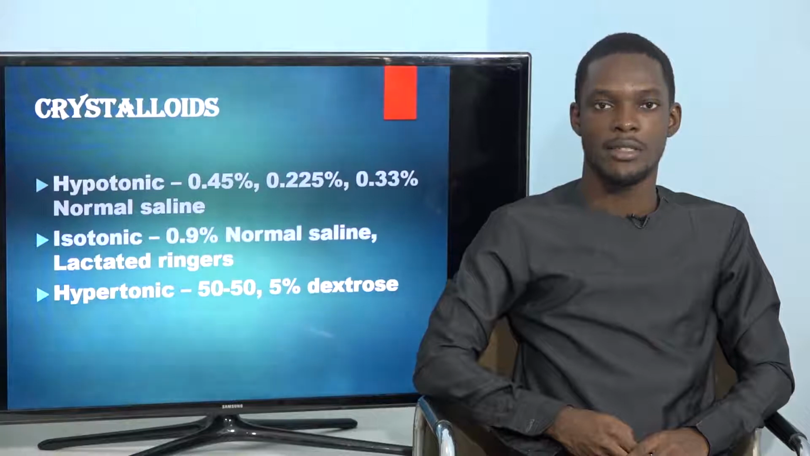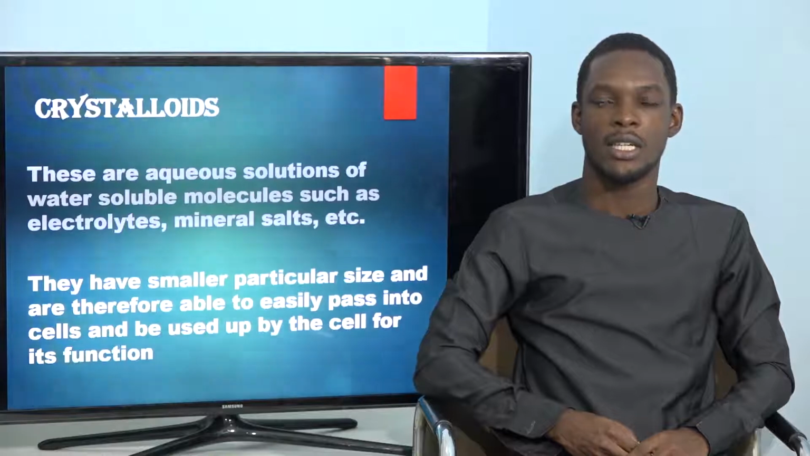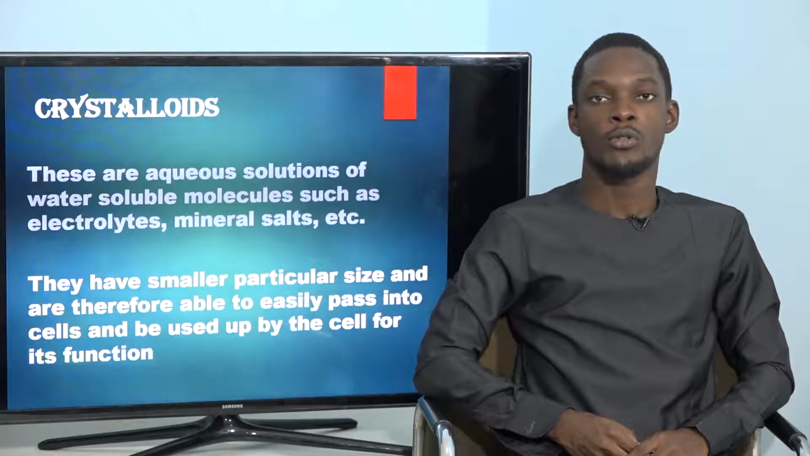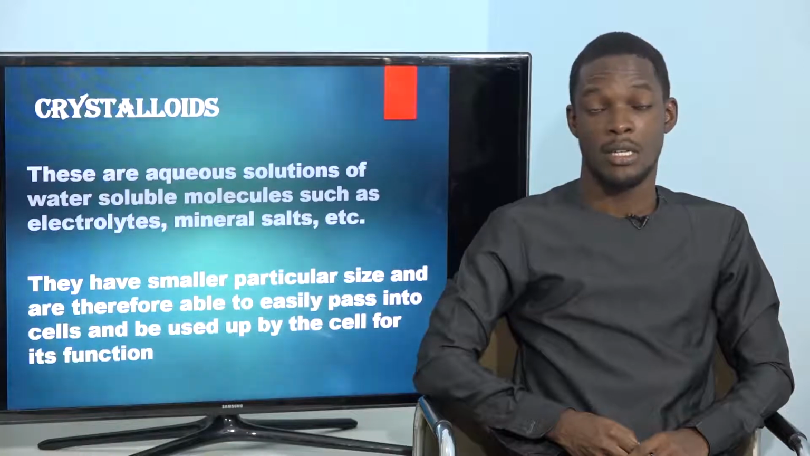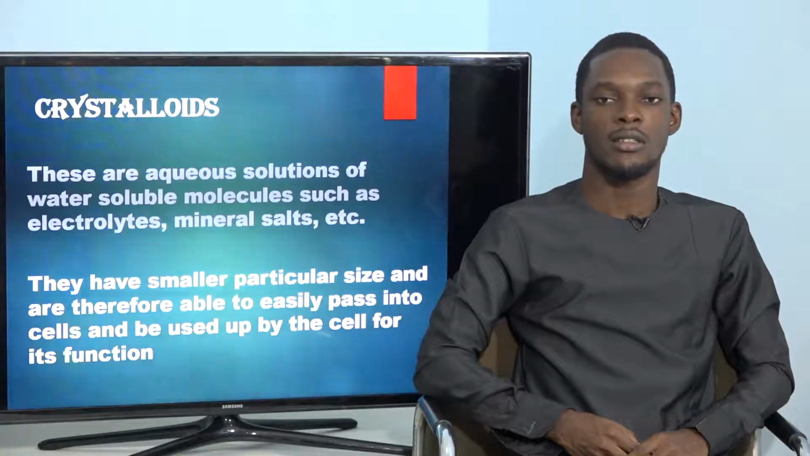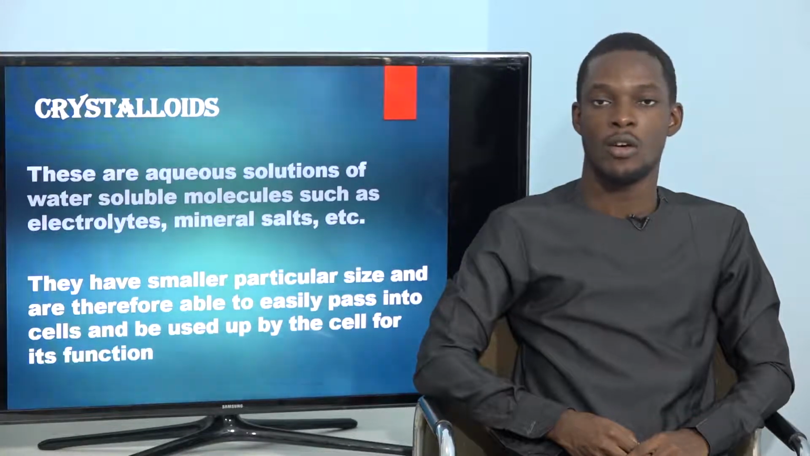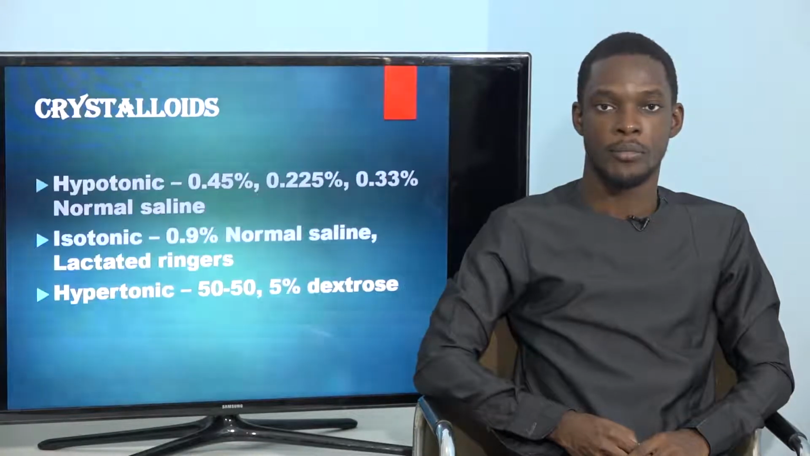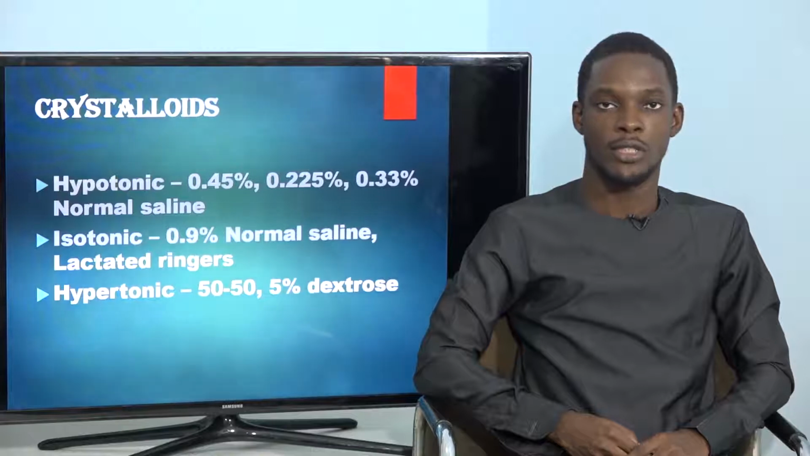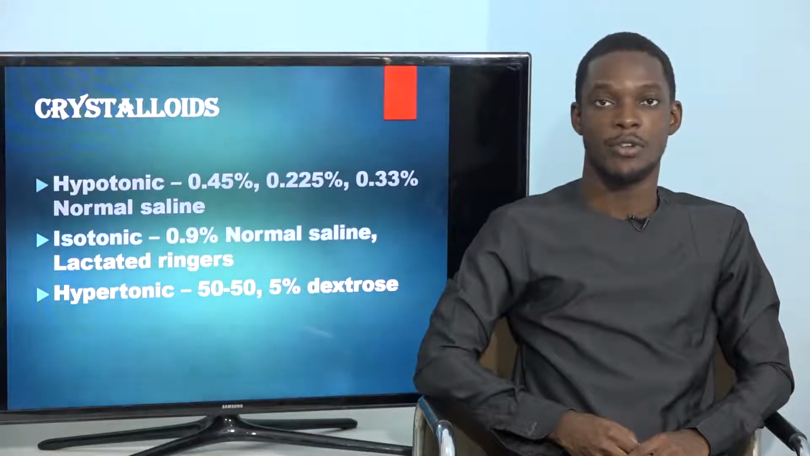Crystalloids. Under crystalloids, the main types are hypotonic, hypertonic, and isotonic solutions. Crystalloid is simply an aqueous solution which has very small solutes or electrolytes within them. As a result, you will see that the molecules tend to move into the cell to achieve homeostasis, or whichever desired effect that the solution was given for.